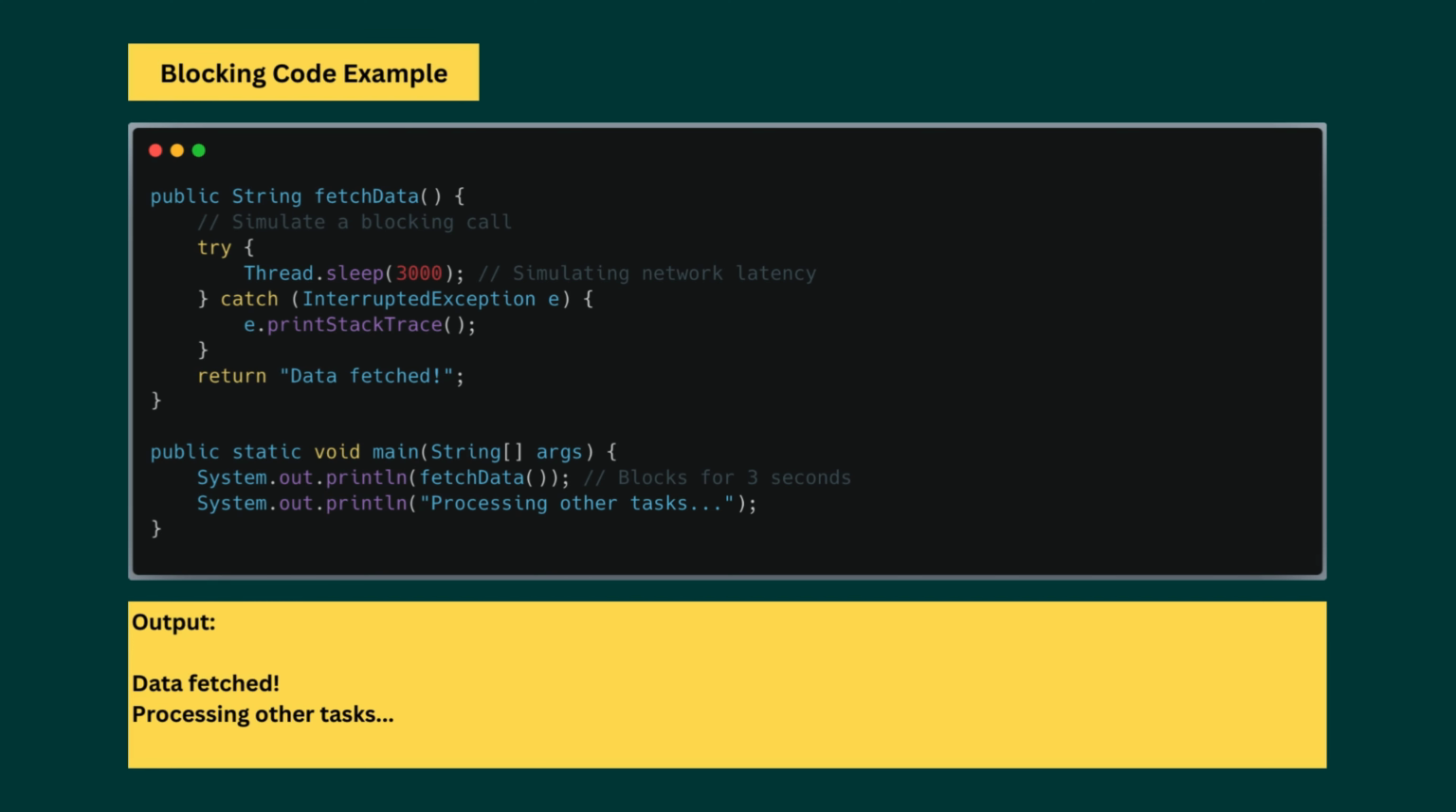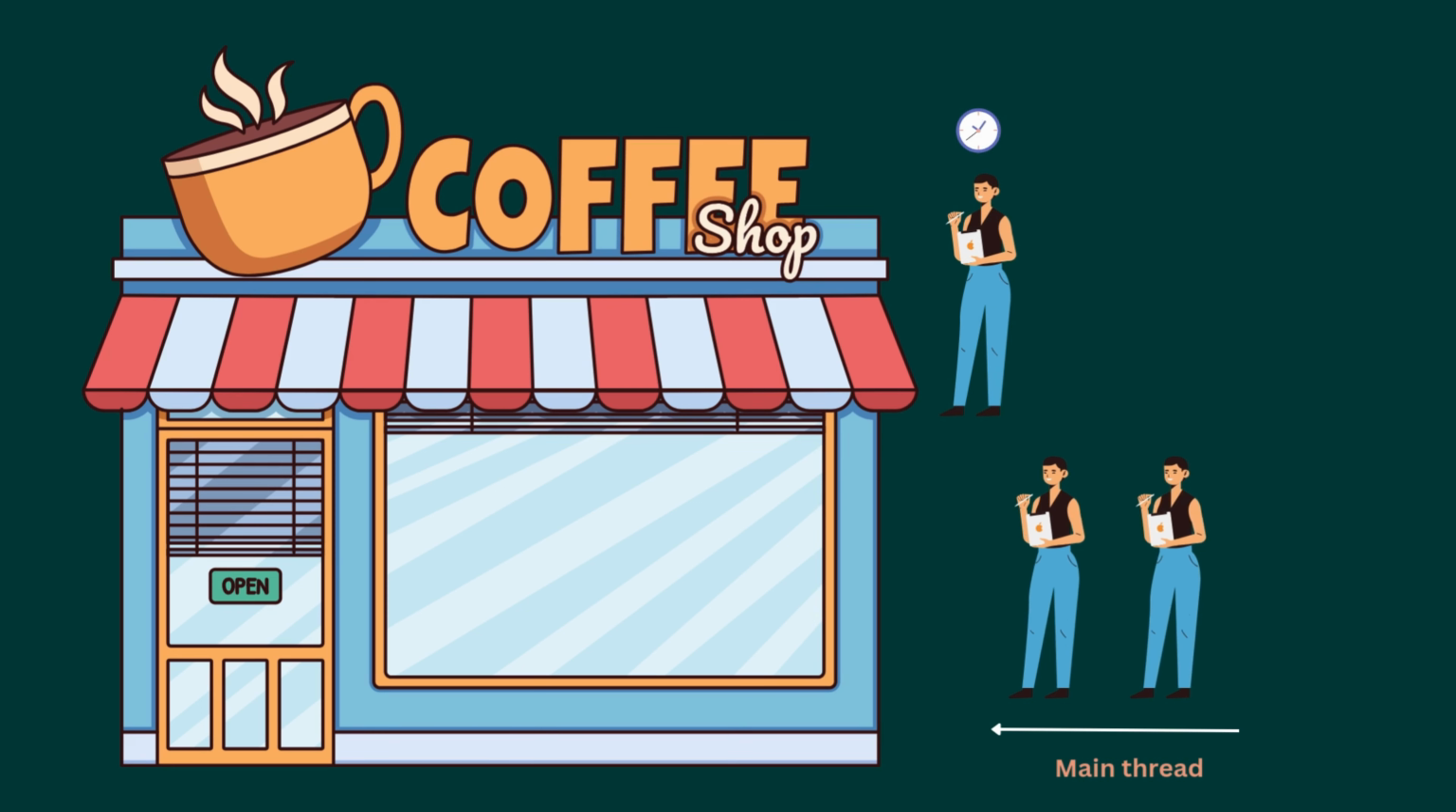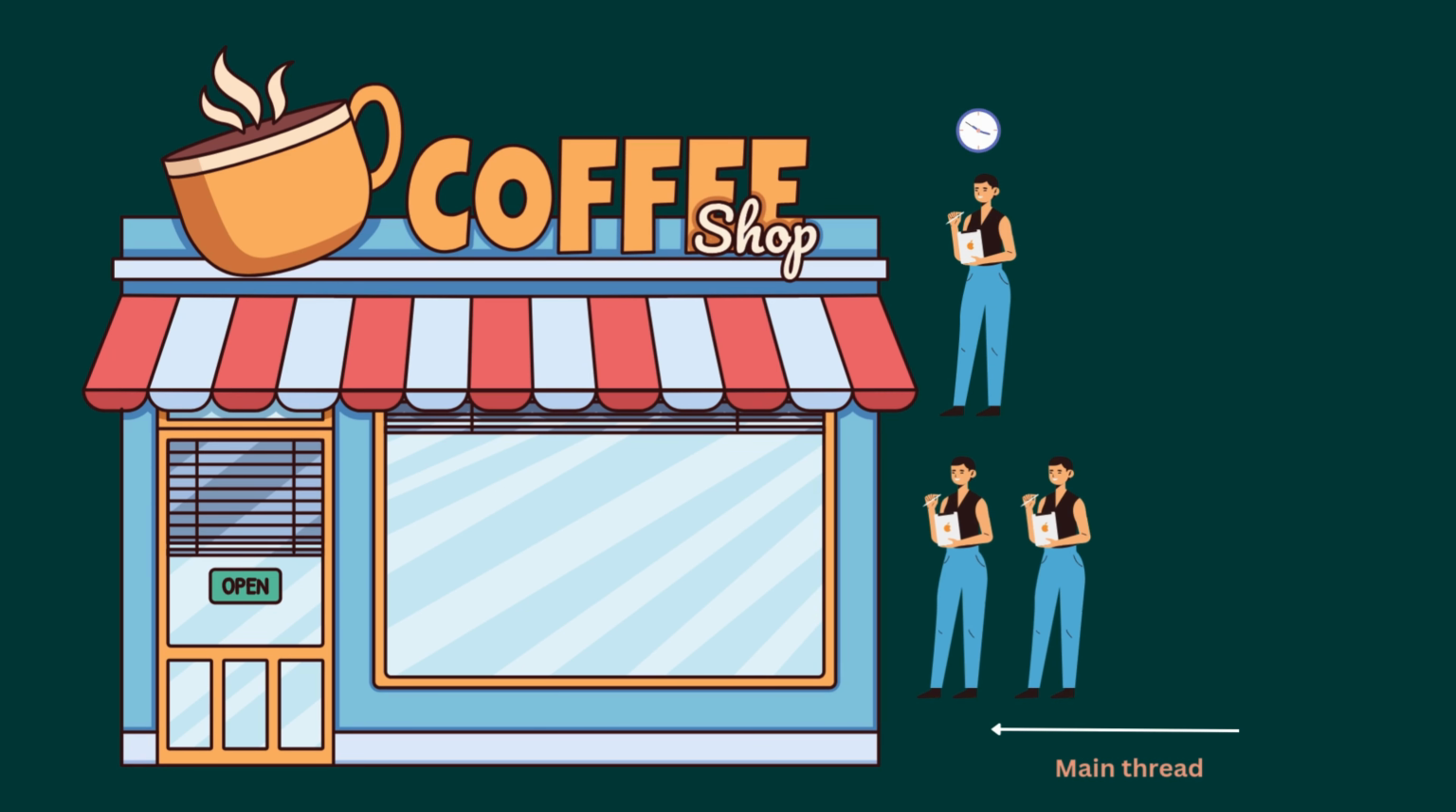So now imagine a better scenario. You place your coffee order and step aside. The barista can now take other orders while preparing your coffee. This is the idea behind non-blocking asynchronous programming.